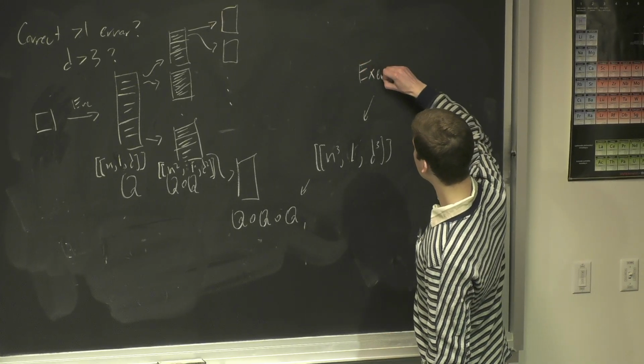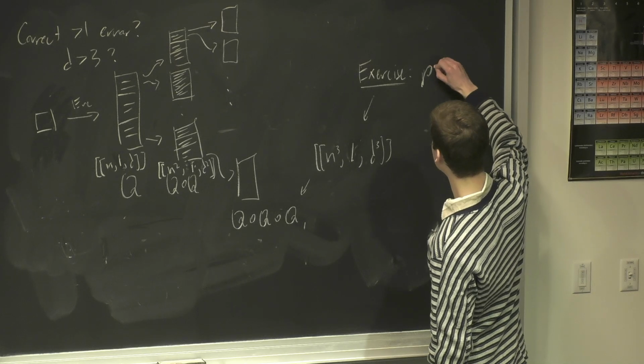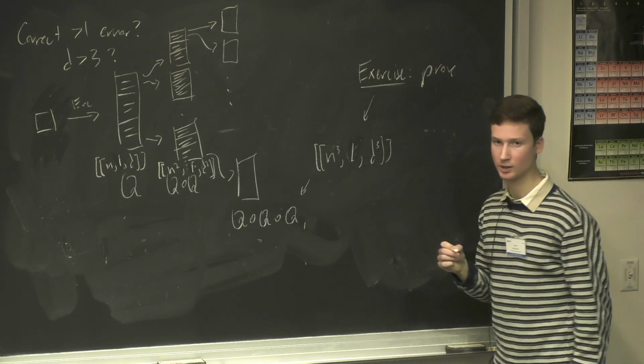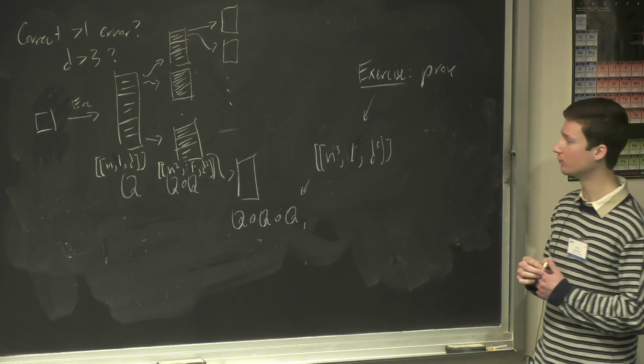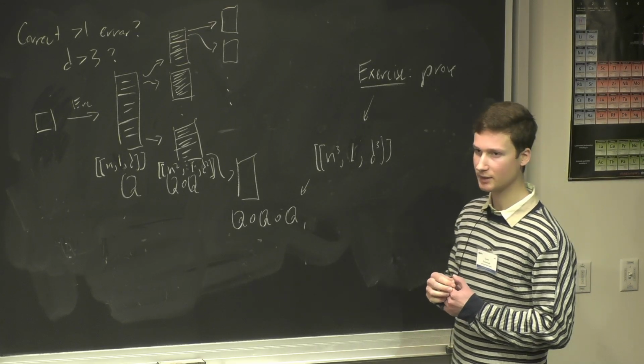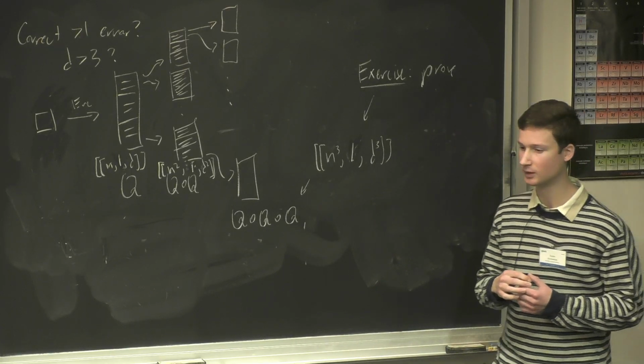And I left it as an exercise in the problems to prove that the distance gets multiplied by d every time you concatenate with a distance d code. But essentially, this shows us how to grow the distance and thereby grow the number of errors we can correct.